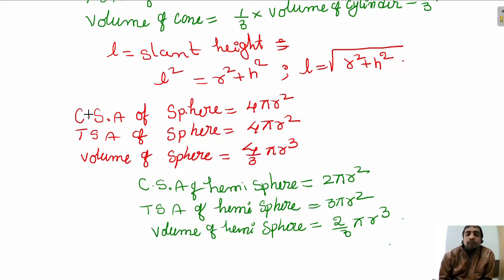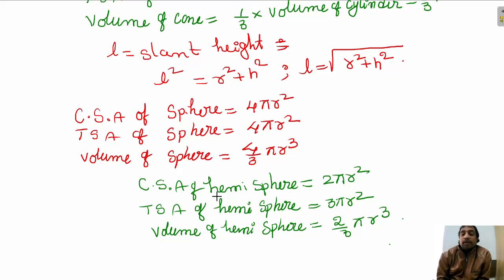Now coming to sphere. CSA and TSA are both the same for sphere, that is 4 pi r square. And volume of the sphere is 4 by 3 pi r cube.